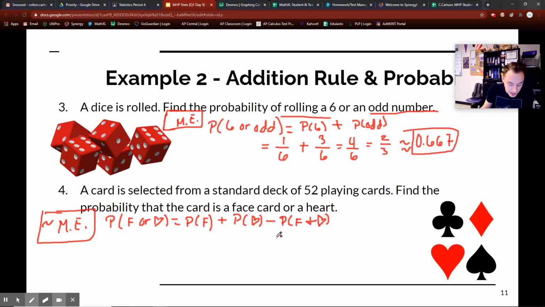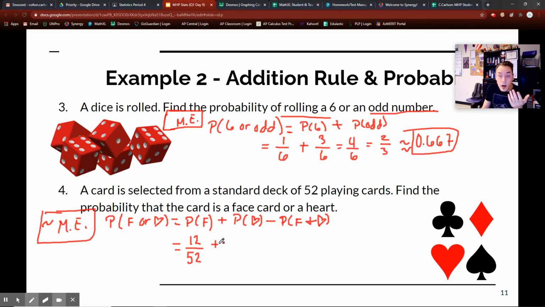What will this look like? Okay? So what's the probability of a face card? The probability of a face card is actually 12 out of 52. Why do I get that? Because there are 4 suits, right? In each suit, you have 3 face cards. You have Jack, Queen, and King. So what's 3 times 4? It's 12. So you have 12 total cards that are face cards in the deck.